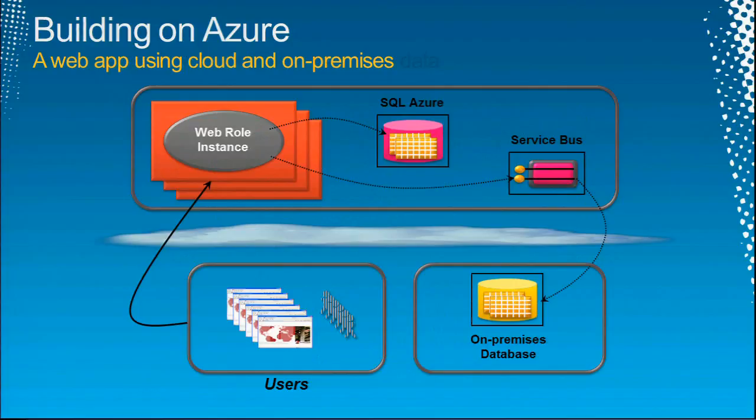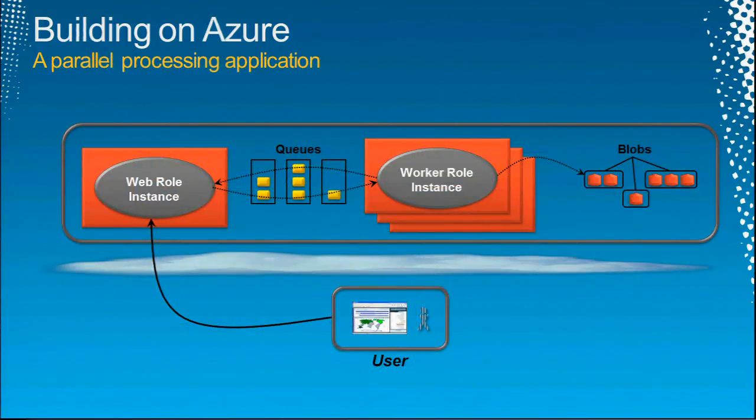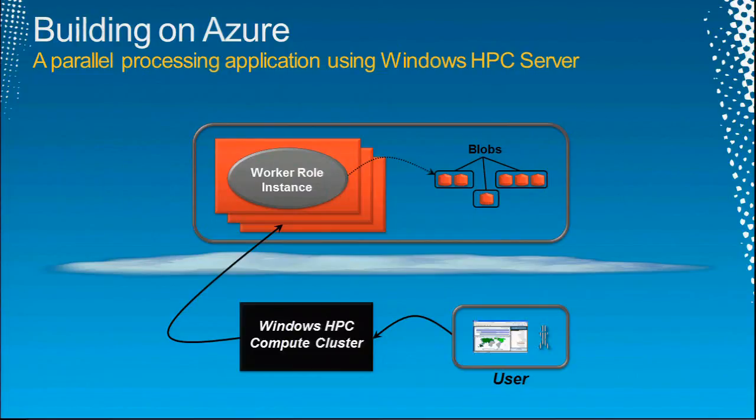Or you might do this. You might build an app that runs partly in the cloud and accesses data on premises. Maybe through Service Bus, it's not required, but maybe. Or, as I mentioned before, you might do an app that does parallel processing, exploiting the availability of, let's say, worker roles by the hour in the cloud. In fact, today, Microsoft's Windows HPC server has built-in support for doing that.